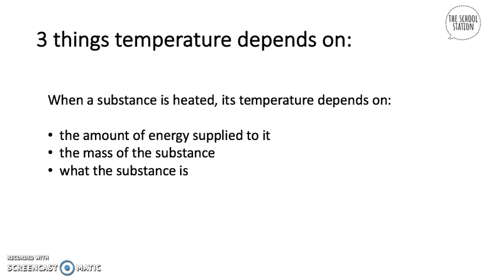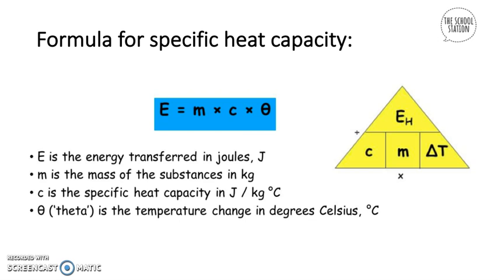And now we're going to go on to the specific heat capacity formula, which we have to memorize. The formula for specific heat capacity is E equals m times c times theta. E is the energy transferred in joules, and this is heat energy. So this is what you would call a heat energy formula, because before the equals sign, it's heat energy.